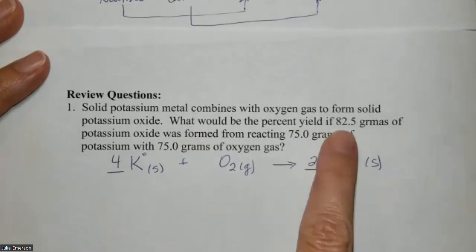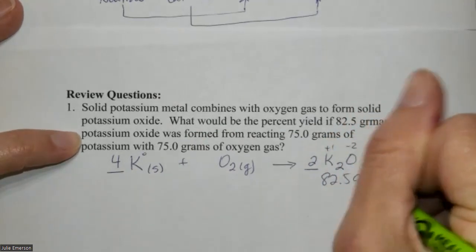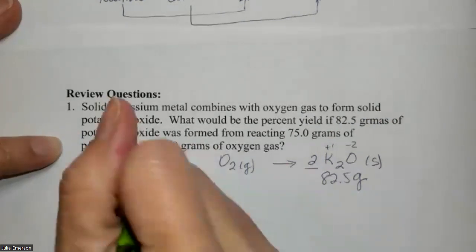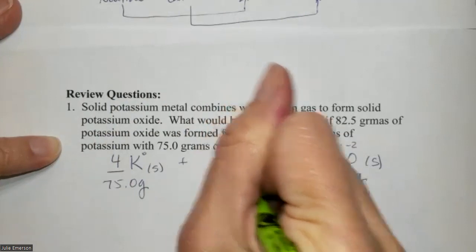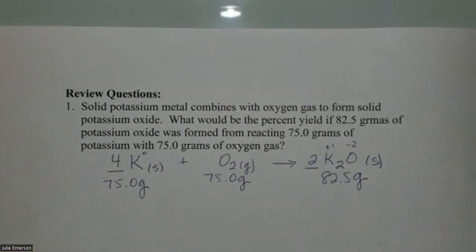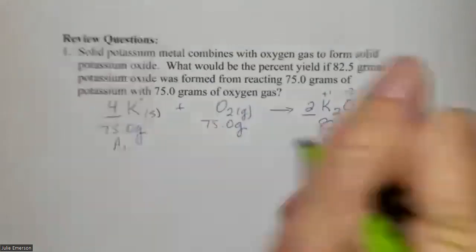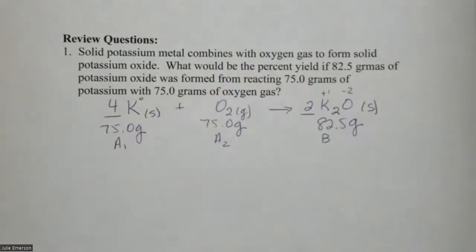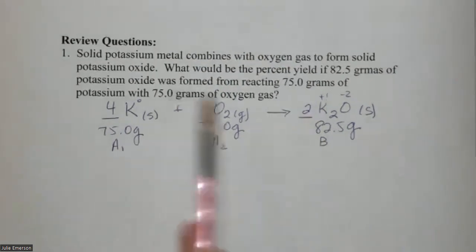Question says, what would be the percent yield if 82.5 grams of potassium oxide was formed from reacting 75 grams of potassium with 75 grams of oxygen? All right, so I'm going to do this what I think is the simpler way. I'm going to go A1, convert to B, and I'm going to go A2, convert to B, find my theoretical yield, then do percent.